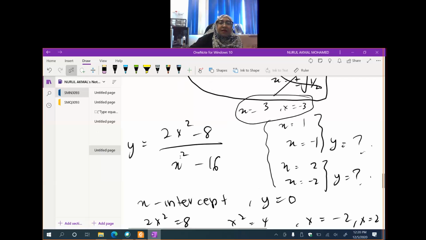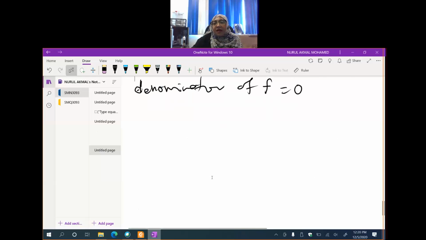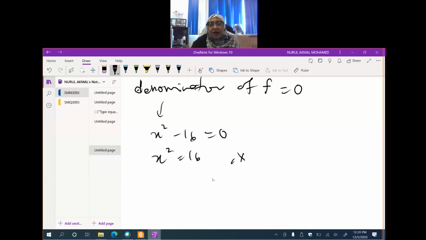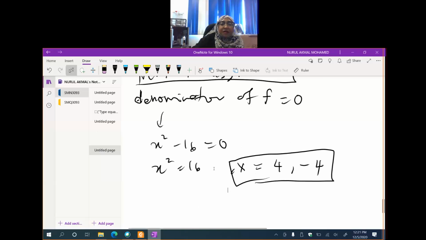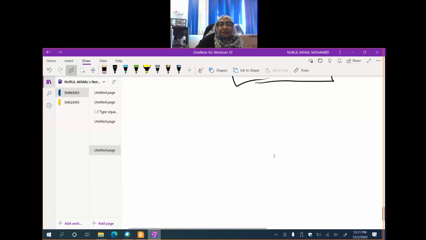For this one, the denominator is x squared minus 16. You let this equal to 0, it gives you x squared equal to 16. It means that the vertical asymptotes are at x equal to 4 and negative 4. That's 2 points for the vertical asymptotes. Okay, now we go to the horizontal asymptotes.